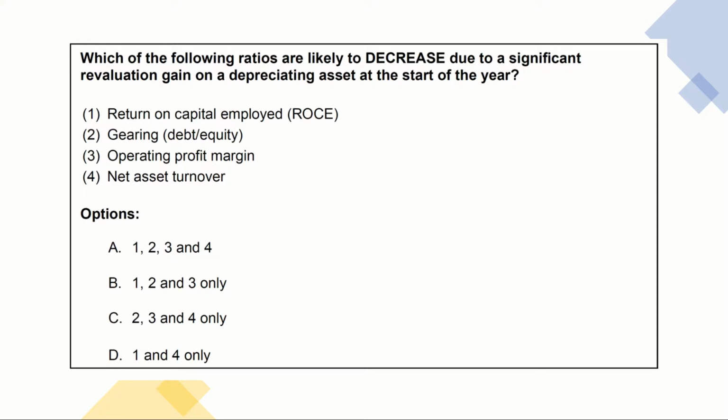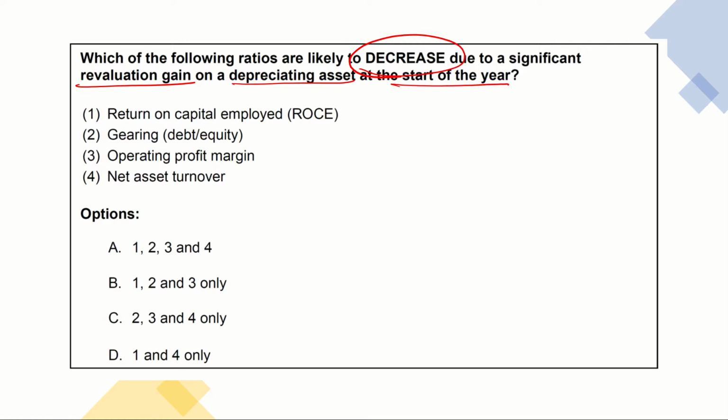So that's what the examiner is testing in this particular question, and I'm going to be explaining that to you to help you build a better understanding of the topic on ratio analysis. So it says: which of the following ratios are likely to decrease due to a significant revaluation gain on a depreciating asset at the start of the year? There are different parts to the question, guys. You need to break it down in order to answer the question correctly.